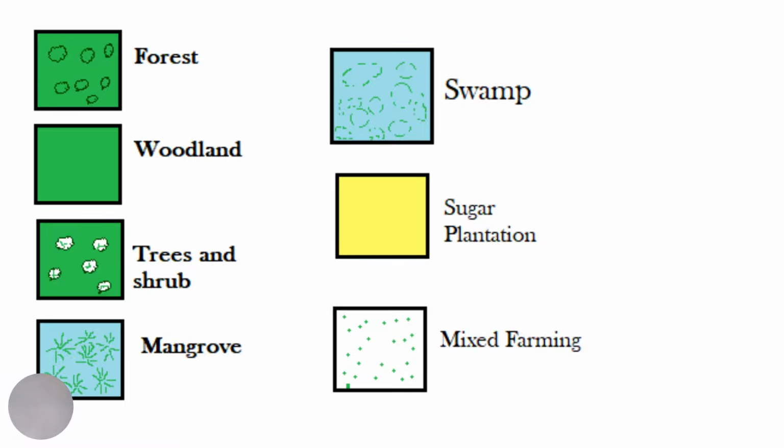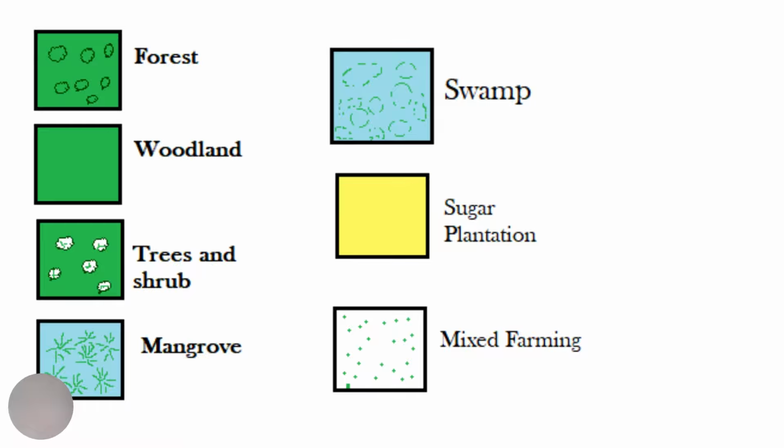All right, so I was unable to get a real map to show you, so I had to create the symbols. They are close enough to the real symbols that you would see on the map. So these are some of the symbols that you would see showing the different vegetation types. We have the forest, which is usually green, with some little symbols showing trees. Then you would have woodland.